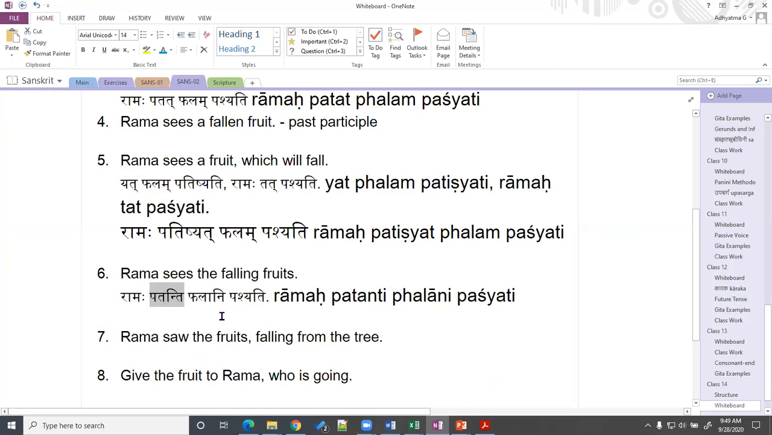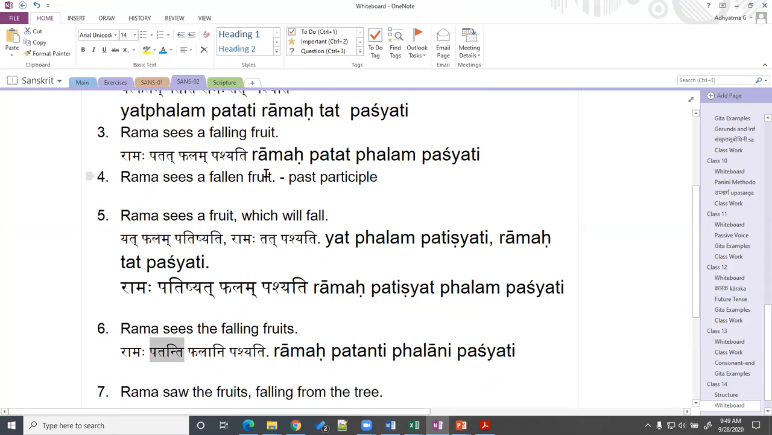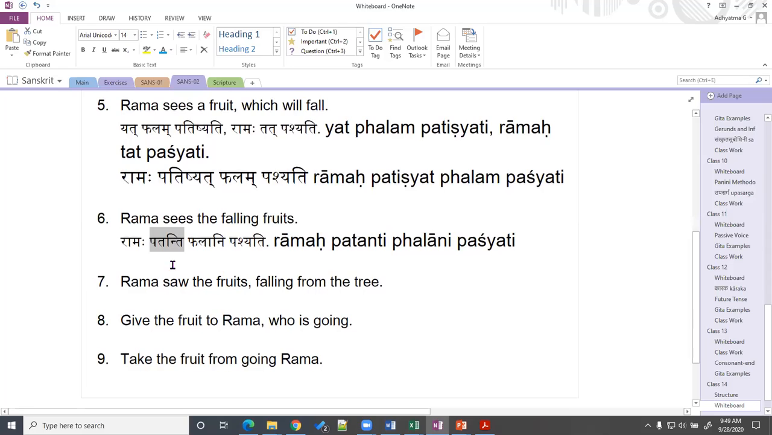From the context. Just like in English, fallen can be a participle used for the fruit, as well as be used where there is a helping verb. Same way here, you can have the patanti form, and context will tell you whether it is a participle or a verb form. Now here it's even further confusing because we are using neuter. So falani patanti.